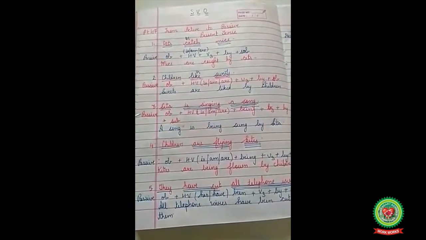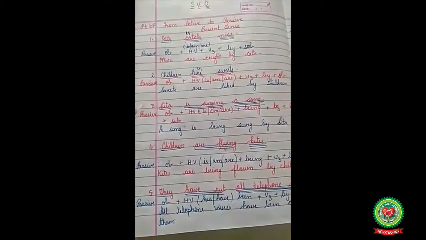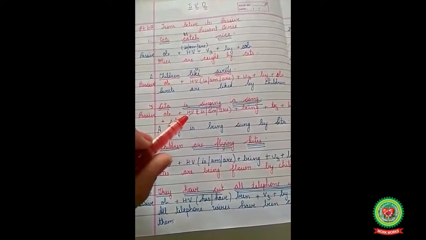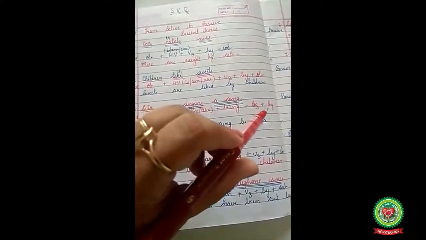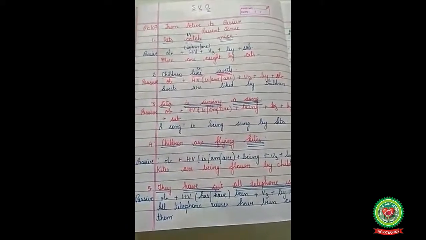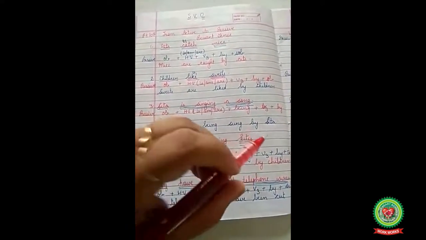Similarly, Sita is singing a song. It is present continuous tense. Now in present continuous tense, children, the passive is object plus helping verb is/am/are plus being plus V3 plus by plus subject. So the answer is going to be: a song is being sung by Sita.